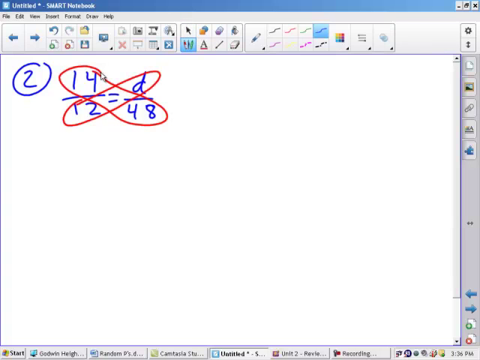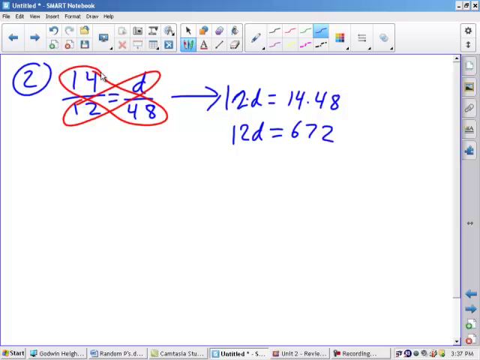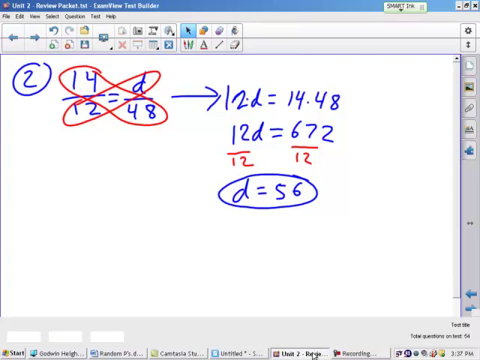So I rewrite that as 12 times d equals 14 times 48. And then my next step, I write 12d, which is the same as 12 times d, equals 14 times 48, which is 672 on your calculator. I then would divide by 12, and I would get d is equal to 56, which I believe on your paper is choice A.